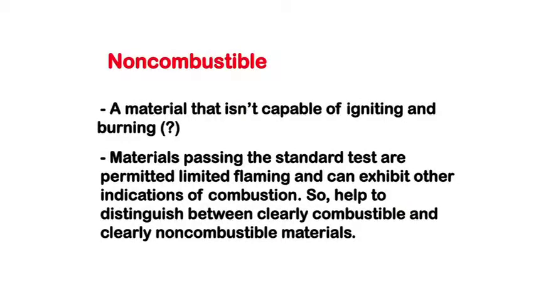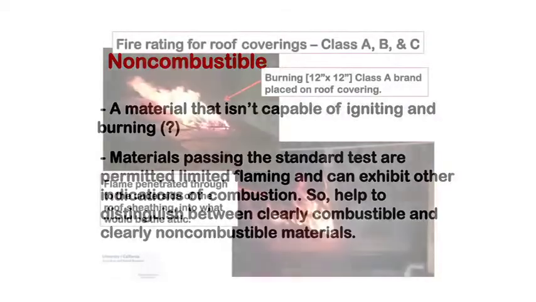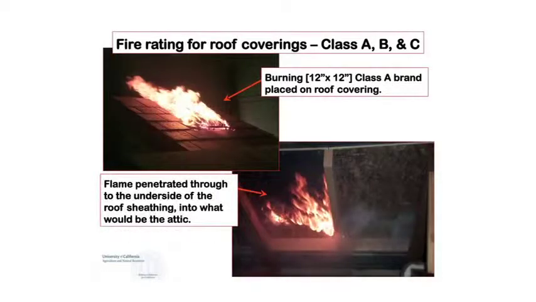Actually, the definition says that you can have a limited amount of flaming, a limited amount of weight loss, and so as long as you meet the definition, you can be considered non-combustible. So another kind of fire-resistant rating would be that used in roof coverings.